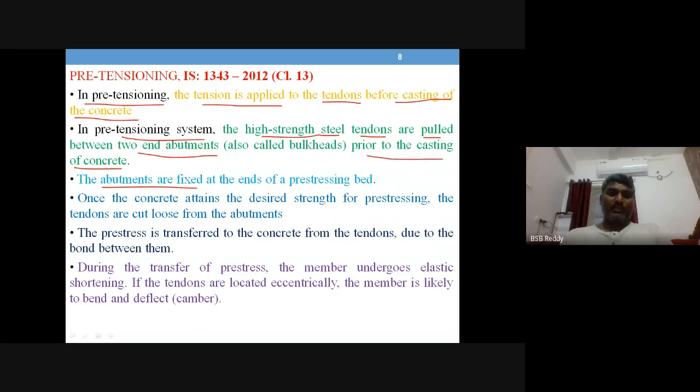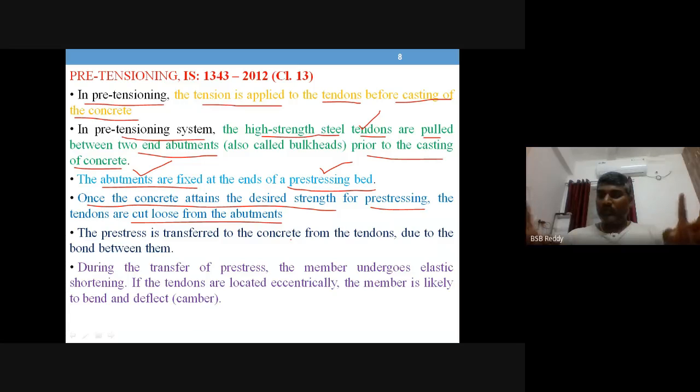Okay, the abutments are fixed at the ends of pre-stressing bed. So these are all the requirements in a pre-tensioning system. You require a tendon, you require abutments, you require a pre-stressing bed. Once the concrete attains desired strength for pre-stressing, the tendons are cut loose from the abutments. So firstly, they are pulled and tied or somehow held against the abutments. Once you prepare the concrete and see that the concrete has sufficient strength, then you cut the tendons.